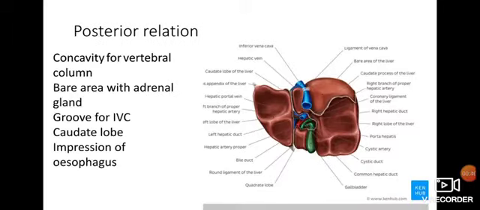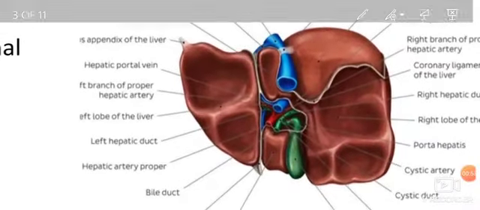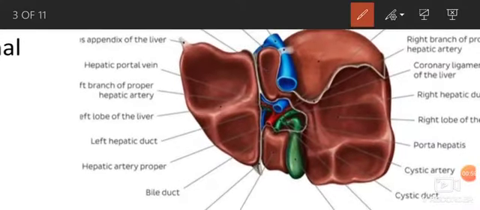The posterior relation consists of the concavity of the vertebral column and the bare area with the adrenal gland, groove for the IVC, caudate lobe and impression of the esophagus. We will see the structures first.